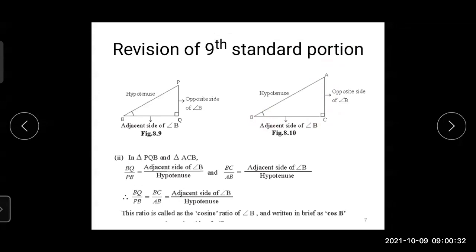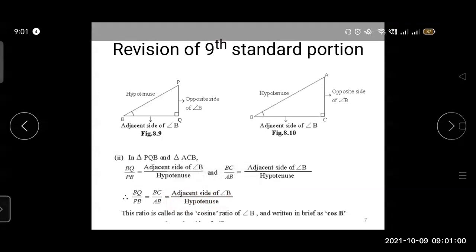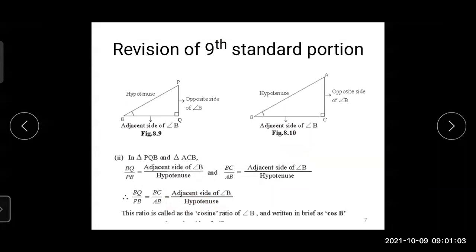So here, what you have to do is take the adjacent side of angle B upon hypotenuse. So PQ upon PB is equal to, this is also adjacent side of angle B upon hypotenuse, and BC upon AB will also be adjacent side of angle B upon hypotenuse. So we can say that PQ upon PB is equal to BC upon AB, that is adjacent side of angle B upon hypotenuse. Okay. So in this way, this ratio is called the cosine ratio, and we write it in brief as cos B.